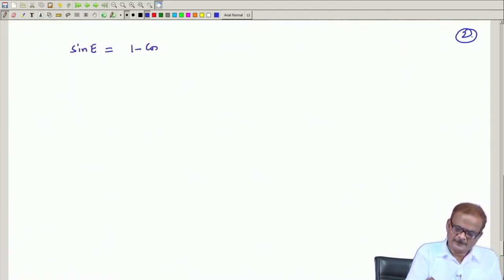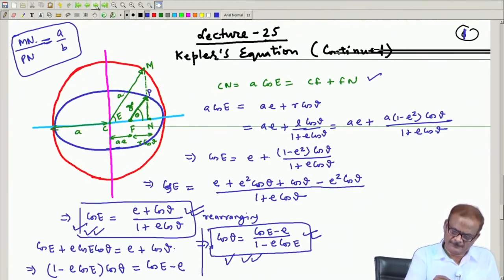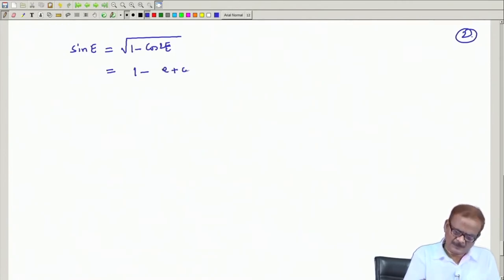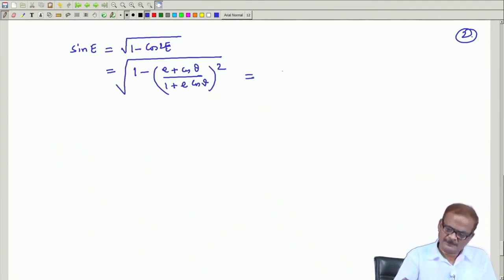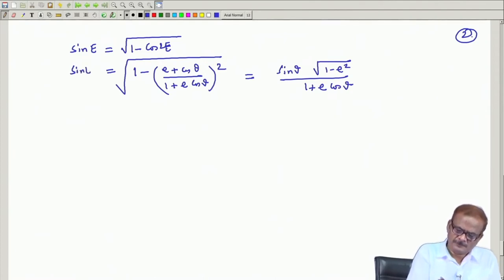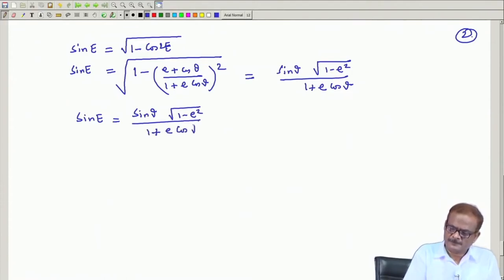Sin E can be written as the square root of 1 minus cos square E, and this is the reason I have not taken it earlier in the conic section, because discussing it at the time when we need it is much better. If you simplify it, you are going to get the equation with sin theta. This step I am leaving to you. And therefore sin E is sin theta times the square root of 1 minus E square divided by 1 plus E cos theta.